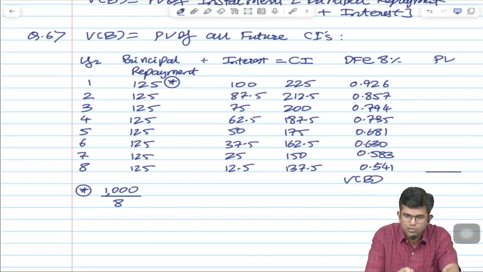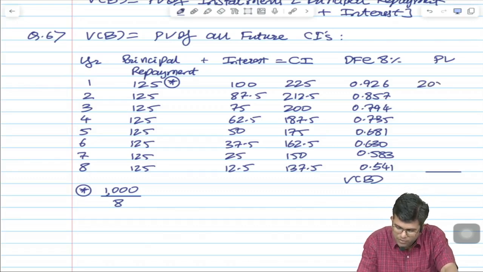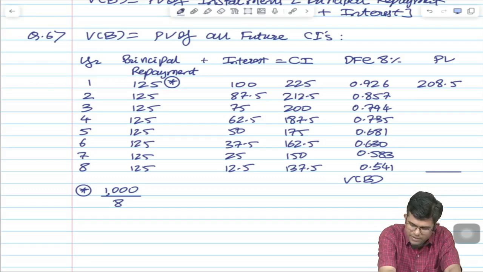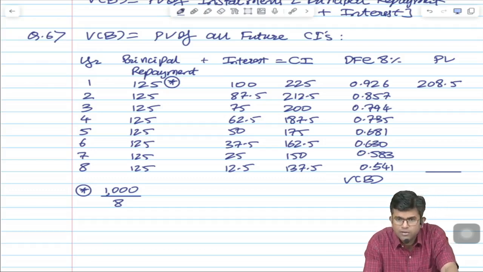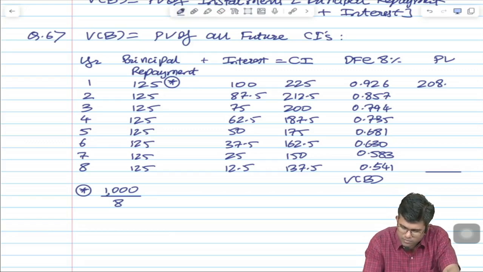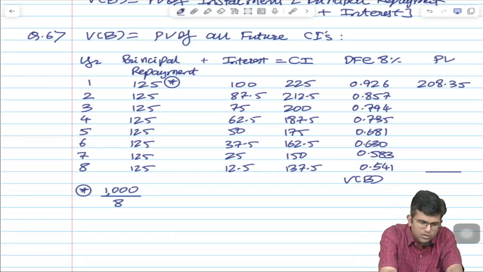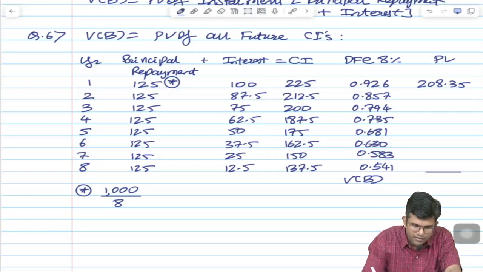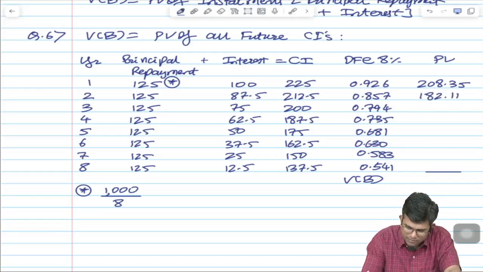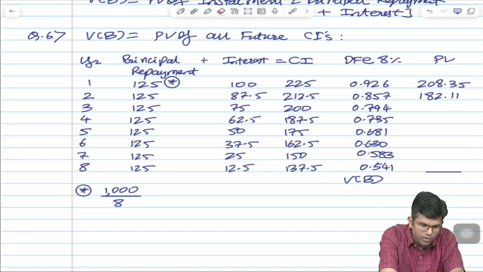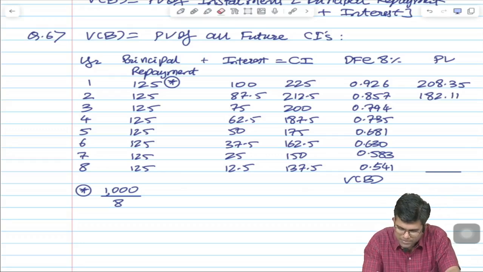So first is 225 into 0.926, 208.35. Now I am writing these numbers, someone just keep adding what I am writing, so that the last number we can get on time. 212.5 into 0.857, 182.11. 200 into 0.794, and someone also please keep doing this with me, so that there is someone who is checking what I am doing.